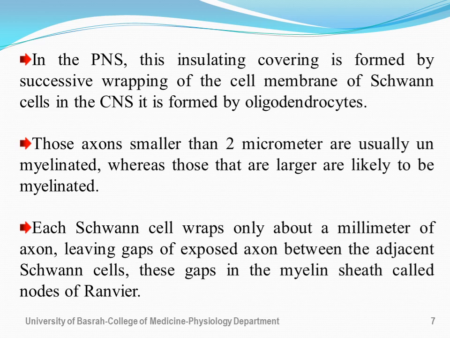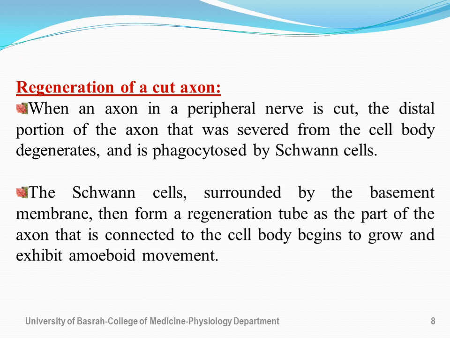Each Schwann cell wraps only about a millimeter of axon, leaving gaps of exposed axon between the adjacent Schwann cells. These gaps in the myelin sheath we call the nodes of Ranvier. Now, regeneration of a cut axon. When an axon in the peripheral nervous system is cut, the distal portion of the axon, which was severed from the cell body, degenerates and is phagocytized by a Schwann cell.